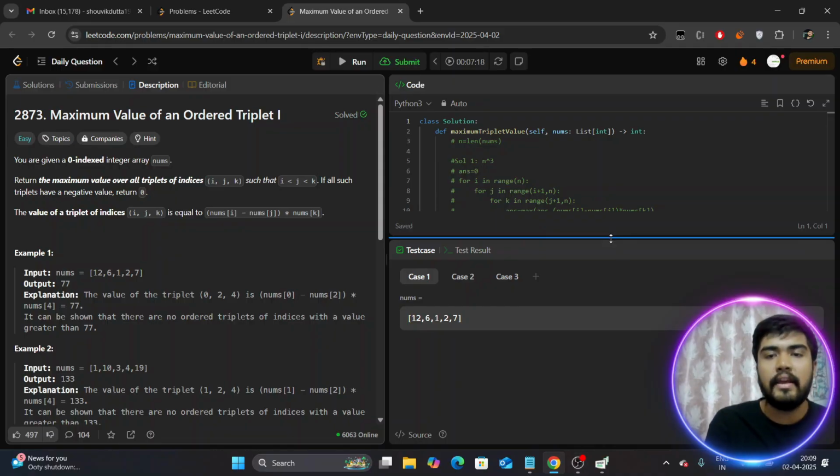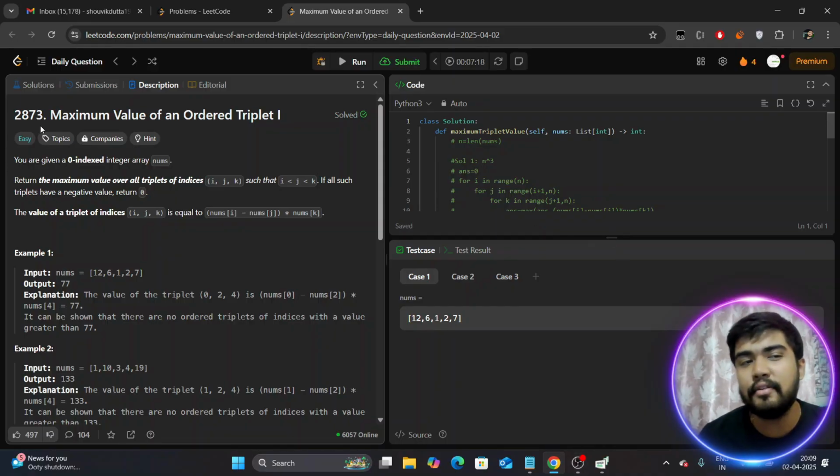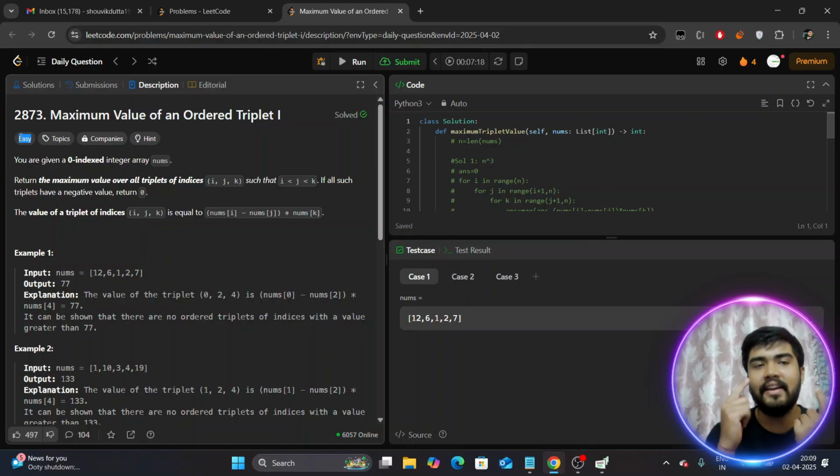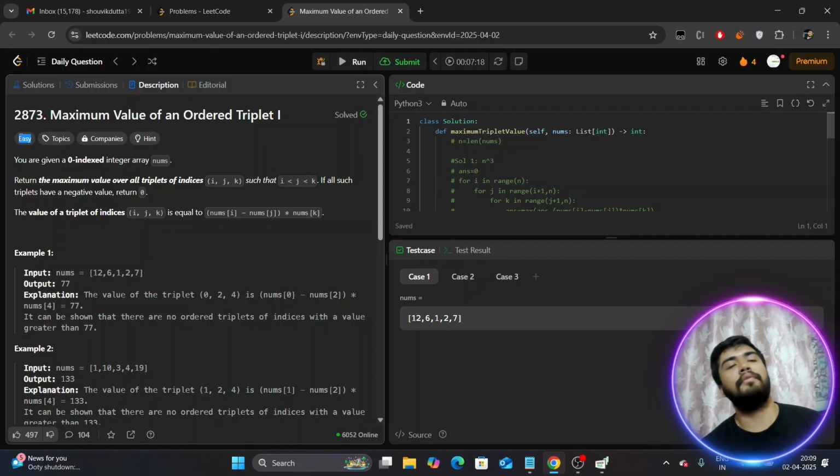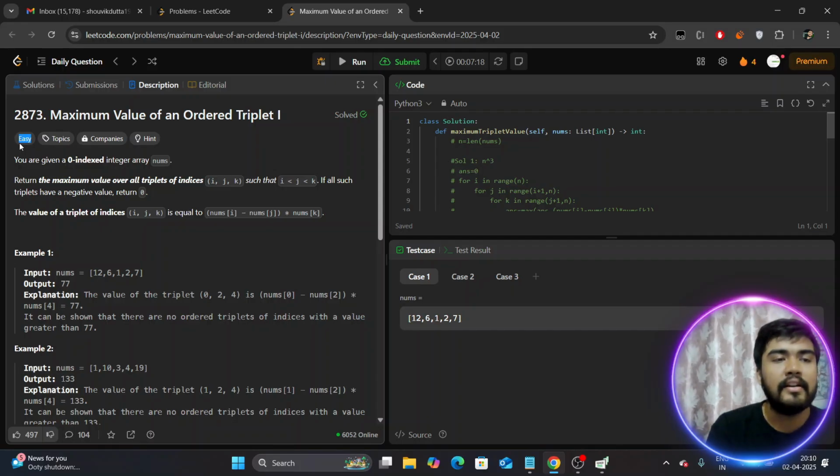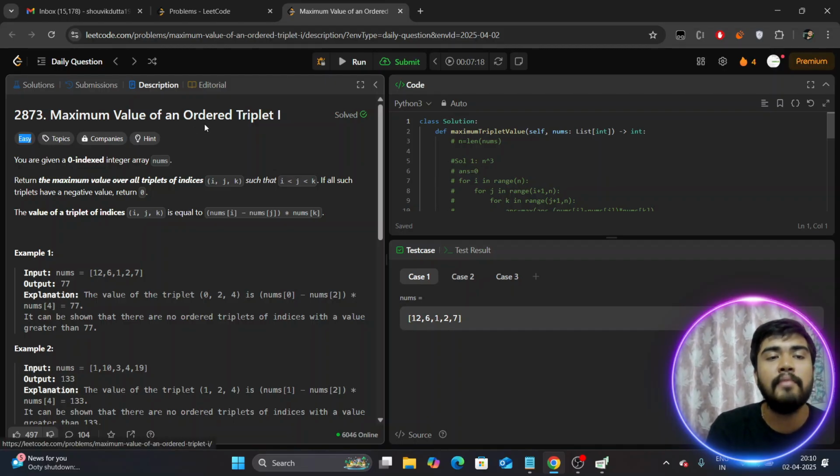So today we have a question tagged as easy, but obviously, depending on the way you solve it, from that perspective the question can be medium or even hard. So first, try to understand the question. There is Maximum Value of an Ordered Triplet 1.